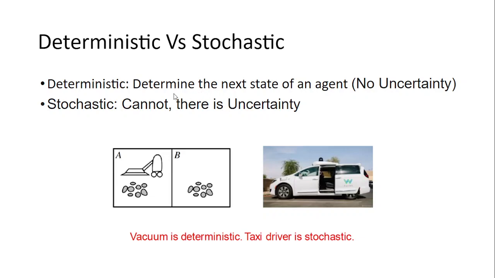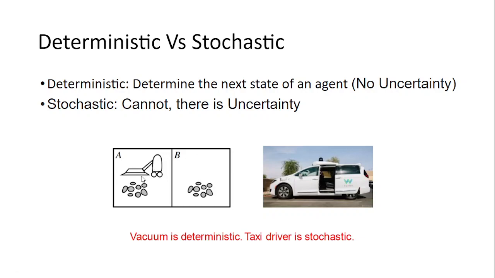So deterministic means you can determine the next state of an agent, which means there's no uncertainty. You're always going to get to the next state. For stochastic, you cannot determine what the next state is going to be, so there's always uncertainty. For example, if this is a vacuum cleaning service, you can always determine, okay, I can go to A, or I can remove this dirt, or I can move to B, right?